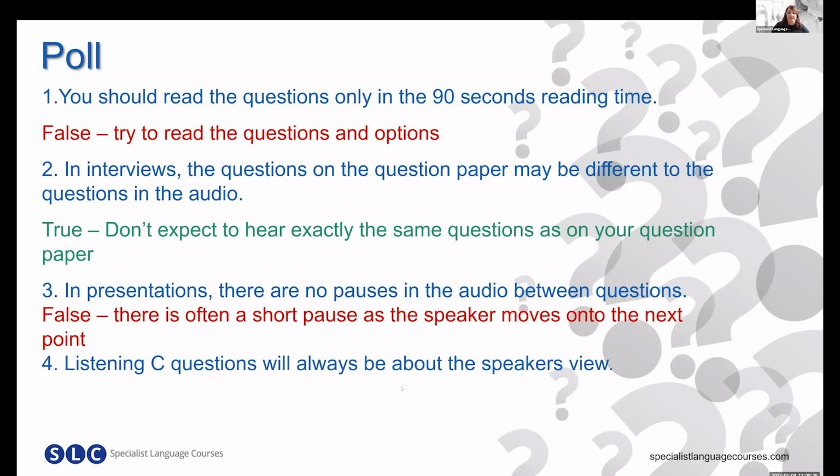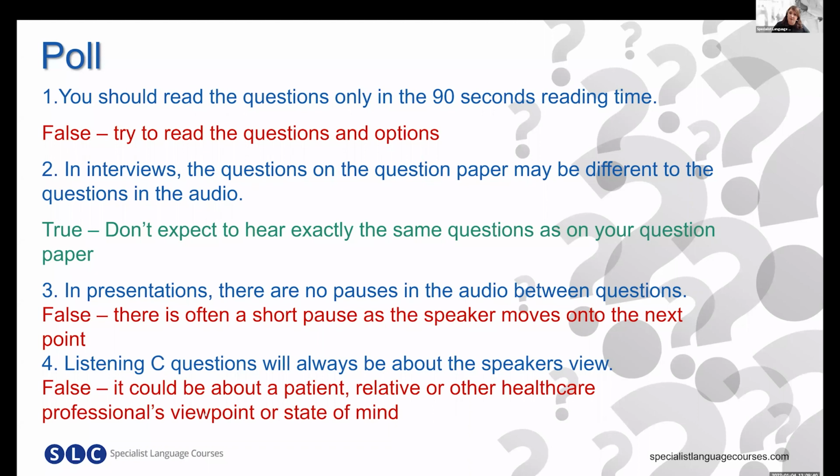And number 4, listening C questions will always be about the speaker's view. This is false. It could be about a patient's view, a relative's view, or another healthcare professional's viewpoint or state of mind. So not all of the listening C questions will be about the speaker's view. If it is a doctor speaking about a particular topic, then it won't always be their view. They could tell us about other people's views as well.